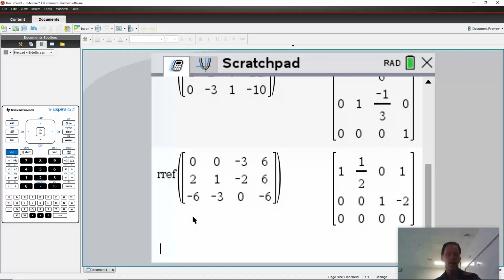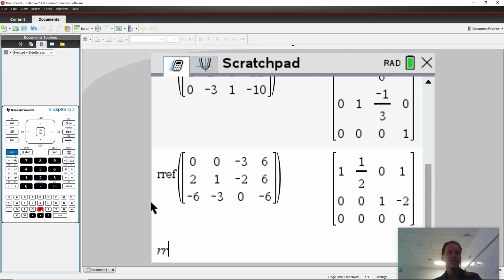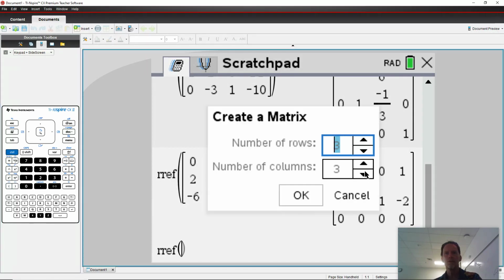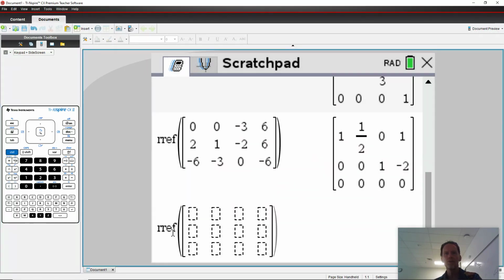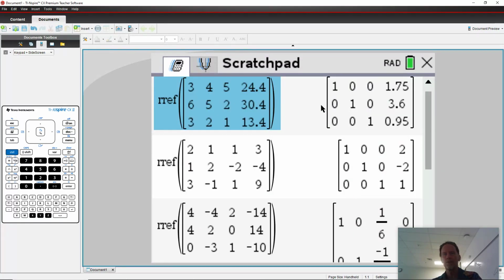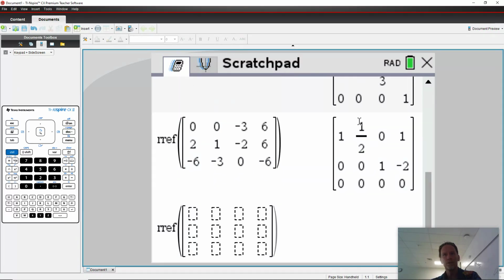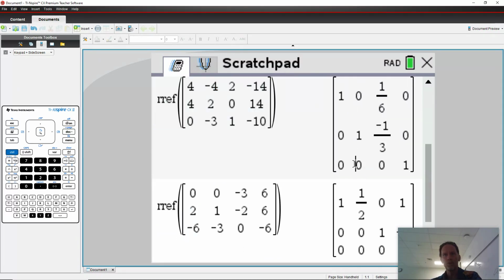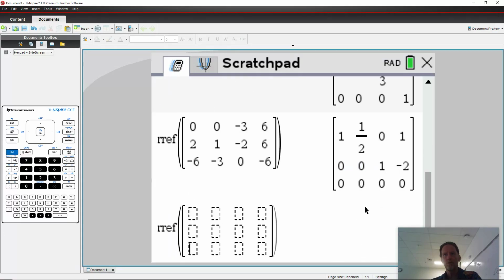I'll do that one more time down here. So RREF, open a parentheses, the key next to the 9 key, choose your matrix, enter in your values, double check your values, and then hit enter. And your answer will be your solution set. So X, Y, Z, or in the special cases, no solutions or infinite solutions.